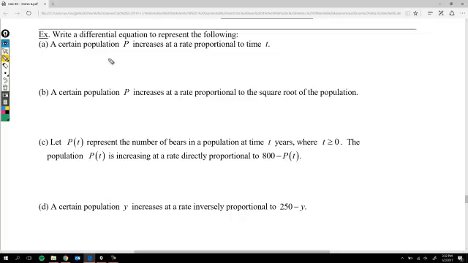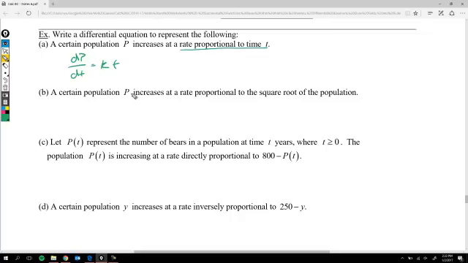All right, so first, it says that a certain population increases at a rate proportional to time t. What this means is that the rate is directly proportional to my time. So the rate at which a population increases is going to be how my population changes over time. So dP/dt is directly proportional. So my constant of proportionality goes there, and I just multiply it with my variable.